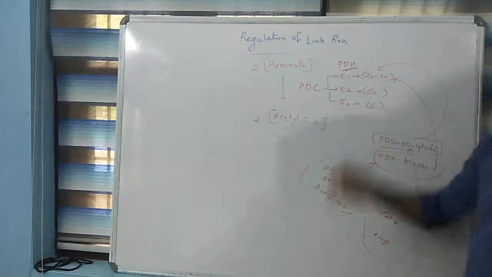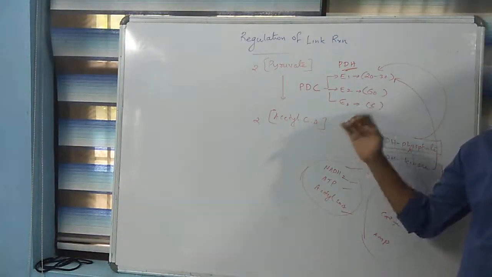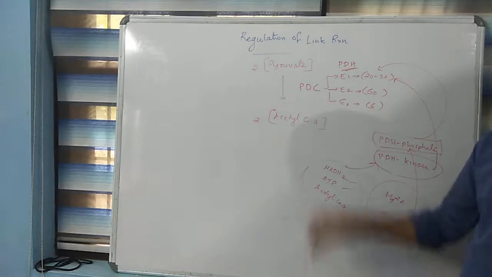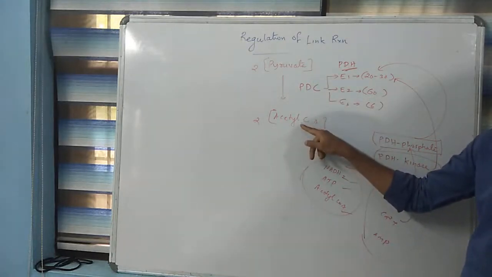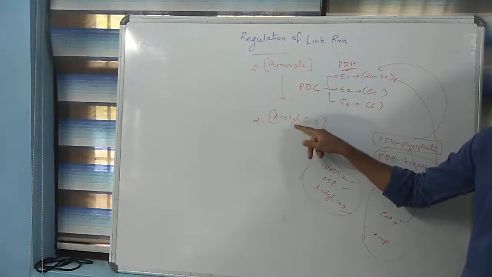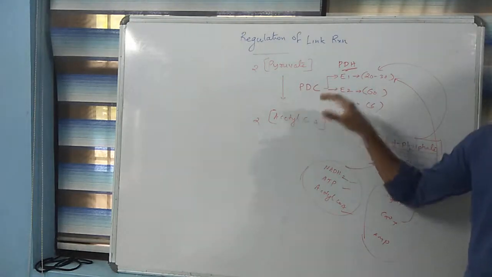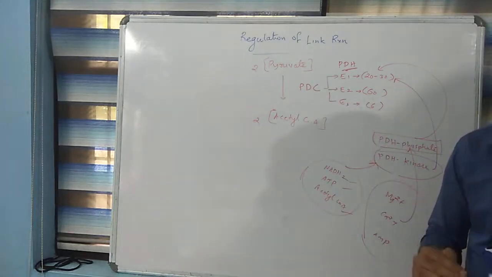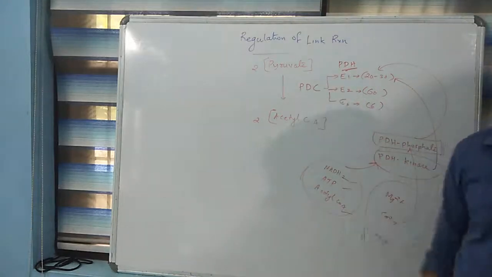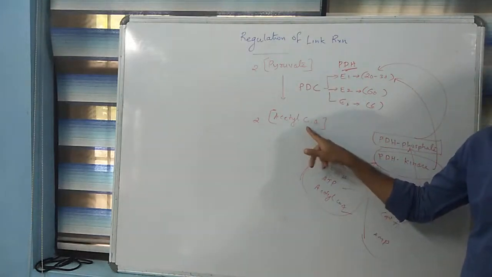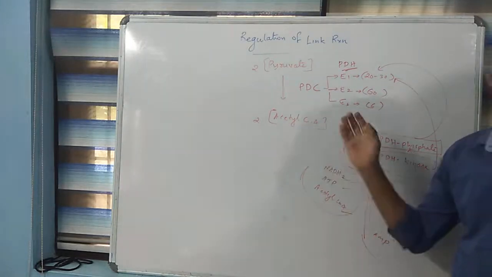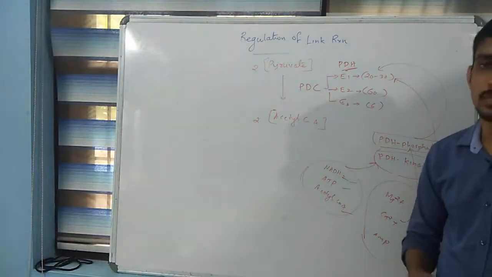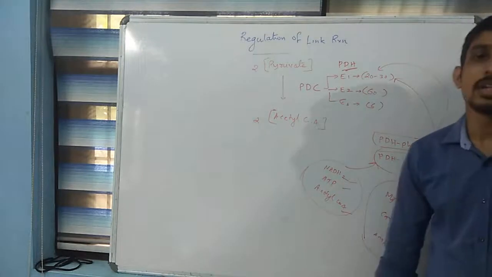And one more thing about this Link reaction is that PDC, pyruvate dehydrogenase complex, is a crucial enzyme which is irreversible. We cannot produce pyruvic acid from acetyl coenzyme A. That is, it is an irreversible reaction. So once pyruvate is converted into acetyl coenzyme A, the fate of pyruvate is determined. This acetyl coenzyme A can move into the Krebs cycle, or into fatty acid synthesis, or into gluconeogenesis also. Okay, this is about the regulation of the Link reaction.